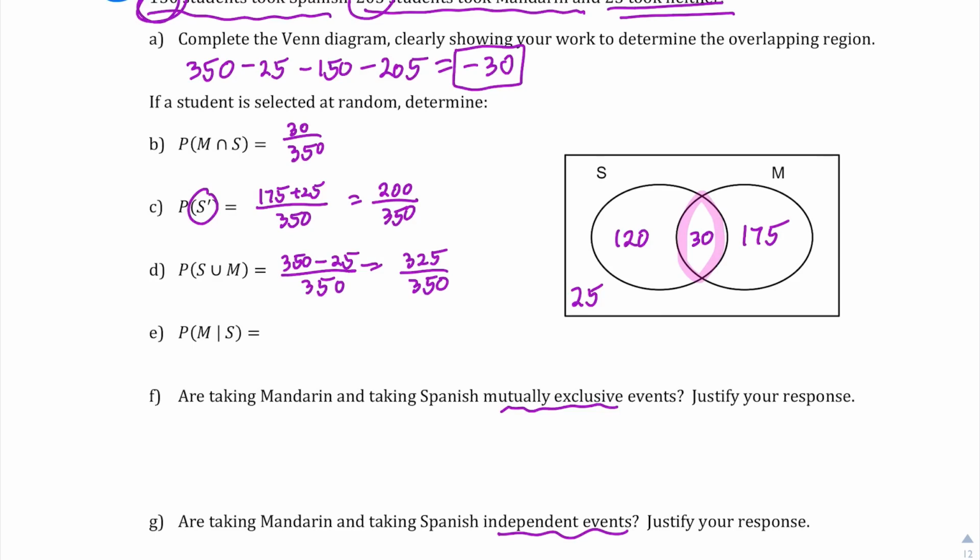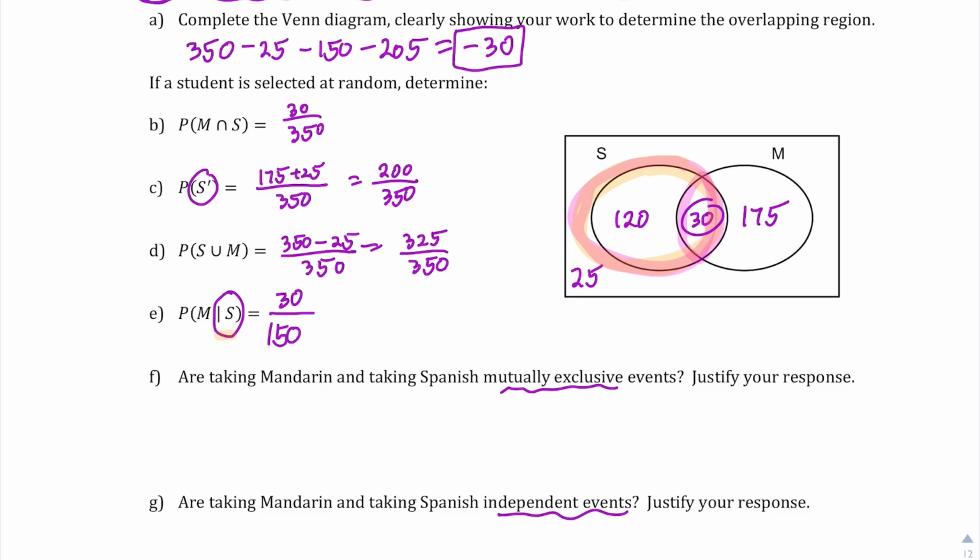Actually, dealing with conditional probability in a Venn diagram is really easy. We've got the given event, and all we need to do is only consider those elements. Let me change that color so it's a little more obvious. We're only considering the elements inside the given event, so we've limited our sample space, and immediately we know that we're dealing with a reduced sample size. So out of the 150 students who took Spanish, how many of them took Mandarin? In this case it's the ones who doubled up, 30 out of 150.